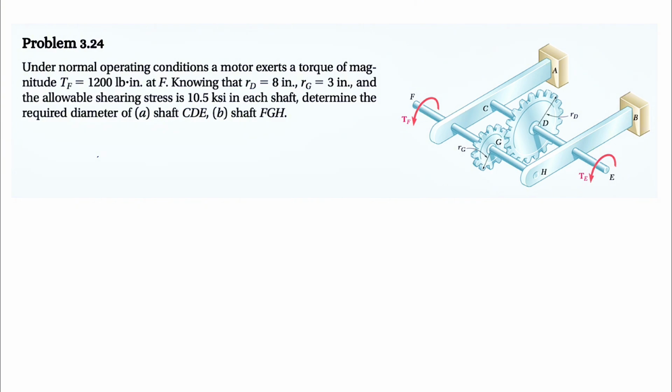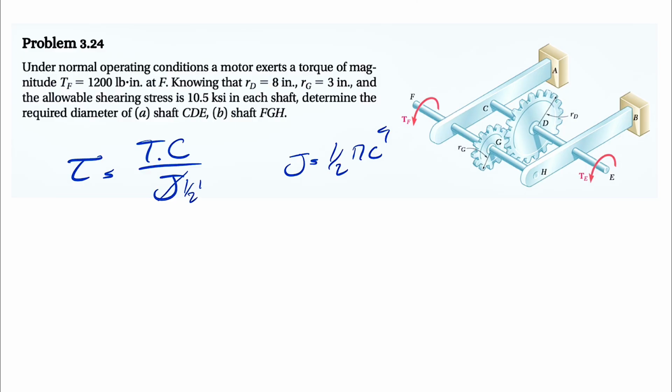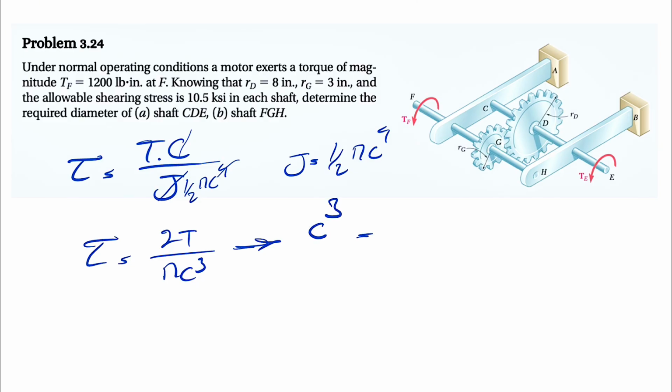So we're dealing with the elastic torsion formula that we talked about a lot in this chapter, and basically we know that our shearing stress is equal to torque times the radius over J. Because we're dealing with a solid shaft, our J, the polar moment of inertia, is 1/2 pi c to the 4. If we plug that J into this equation, we can cancel out c. So we're going to have 2T over pi c cubed. Because this question is asking for the diameter, and c is the radius, we need to multiply c by 2 at the end. So this c cubed is basically 2T over pi times the shearing stress.